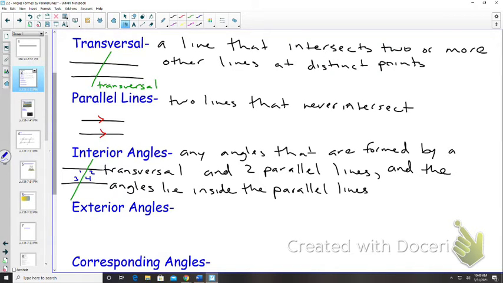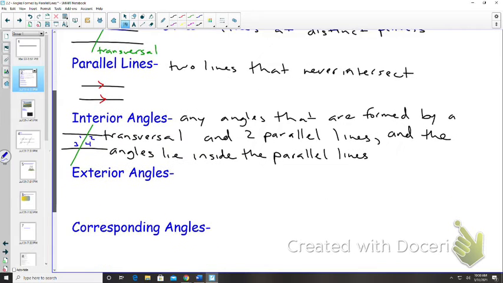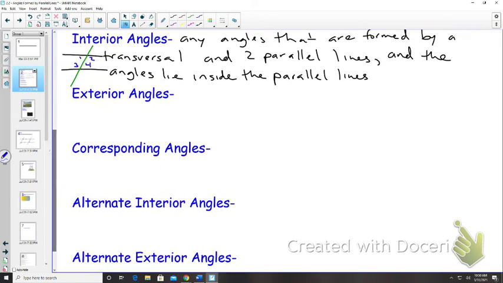Okay, of those four angles, which are corresponding? 1 and 3, 2 and 4. Careful. 1 and 4 and 2 and 3. There we go. 1 and 4 and 2 and 3. Okay? Perfect. And remember, corresponding angles are equal to one another, and we'll get there soon enough.